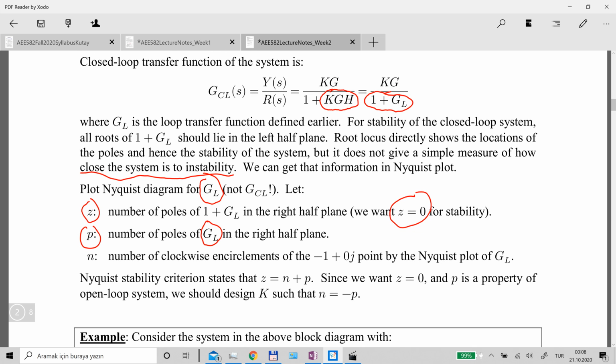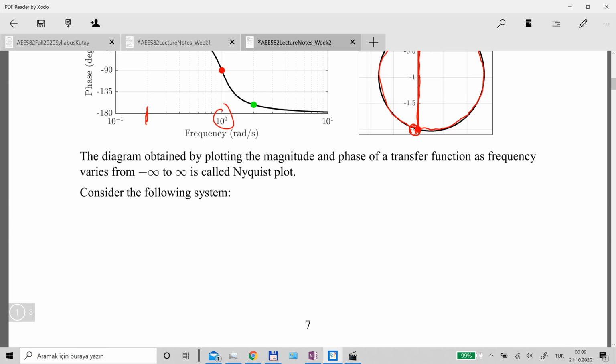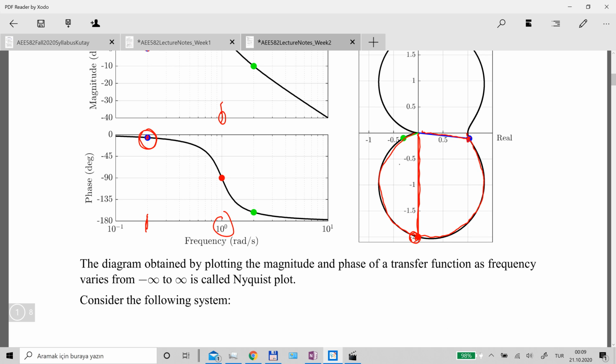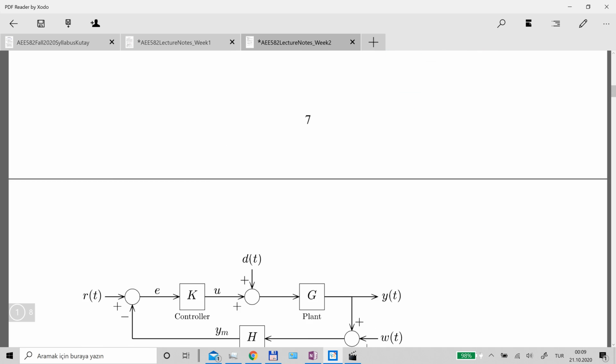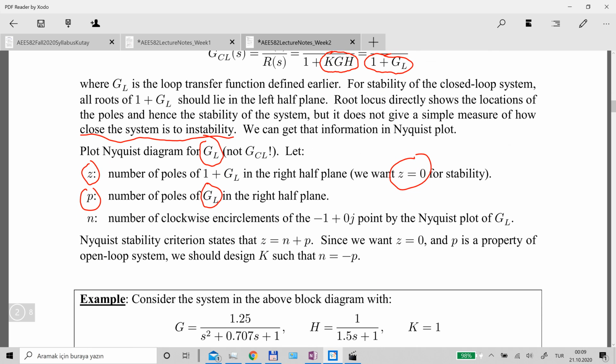Next, N is the number of clockwise encirclements of the -1 + 0j point on the complex plane by the Nyquist plot of GL. So if you come back here in our example, the -1 + 0j point is this one. So in this example, there are no encirclements. But for certain systems, you may observe some encirclements of the -1 point, and you just count the number of clockwise encirclements for the entire Nyquist plot, and that will give you that N number. Okay, now the Nyquist stability criterion states that Z is equal to N plus P.